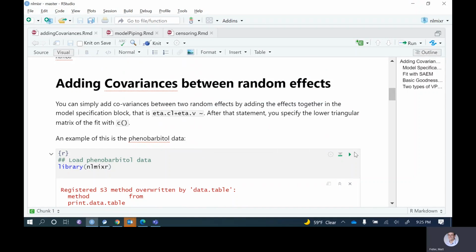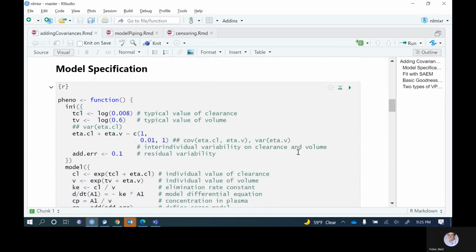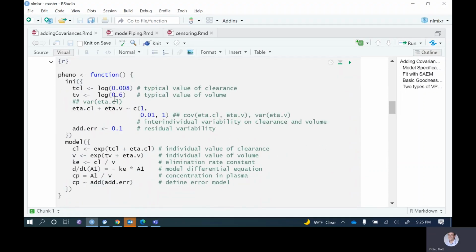So let's start by loading nlmixr and in particular loading the Phenobarbital data. So first we have this Phenobarbital data that was loaded, and we're going to create a Phenobarbital model. We have the clearance that we have typical value here. If you look here, it's on a log scale, which means down lower, it'll be on a log normal scale here. Same thing with the volume. And then we have this eta of clearance plus eta of V, and then we'll have the lower triangular matrix of this estimate.